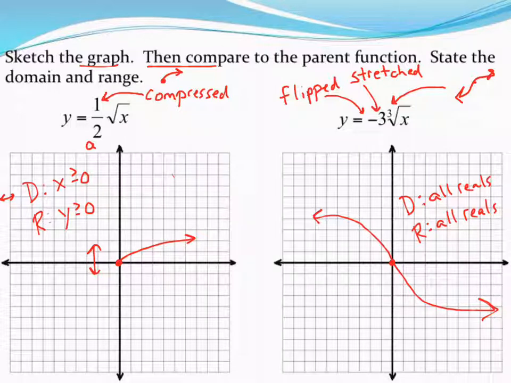Also, if you think visually, remember, domain refers to how far left or right the graph goes. Well, it goes forever left and right. There's no stopping point. Range is how high or how low the graph goes, and even though it's going up and down slowly, it does go up and down forever.